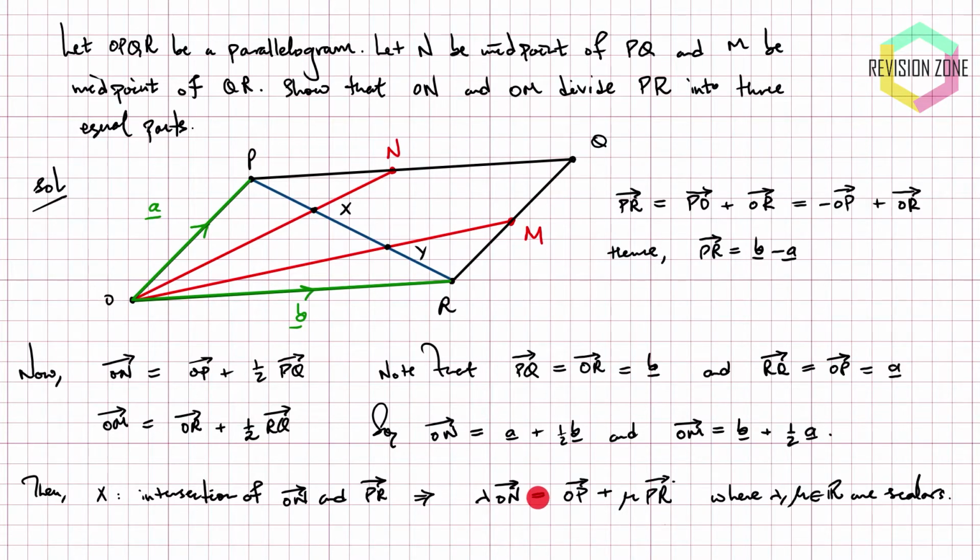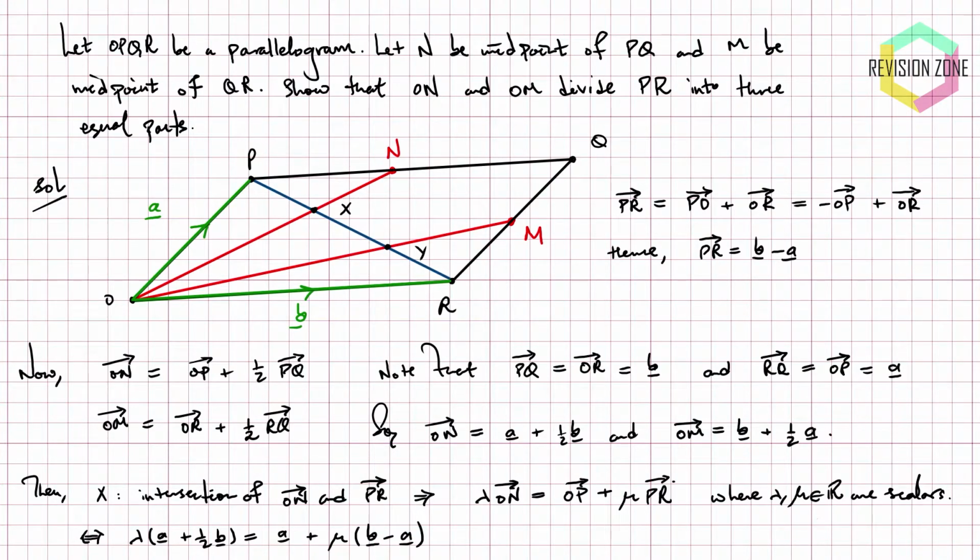Okay. And now we can convert this vector equation into A's and B's because we know what ON is. ON is what we worked out earlier. It's a half B plus A, which is what we have here, A plus a half B rather. And then OP is just A, and PR is what we worked out here, which is B minus A. So we have that there, right?